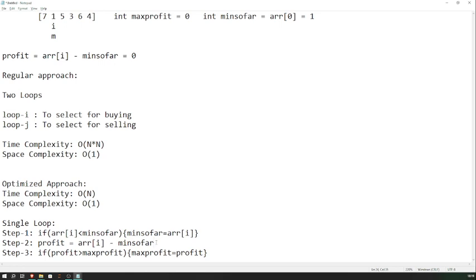Okay, so ARR of I minus minimum so far, so still 1 minus 1, 0. Profit is 0, max profit also remains 0. Okay, now I plus plus, great, I plus plus.